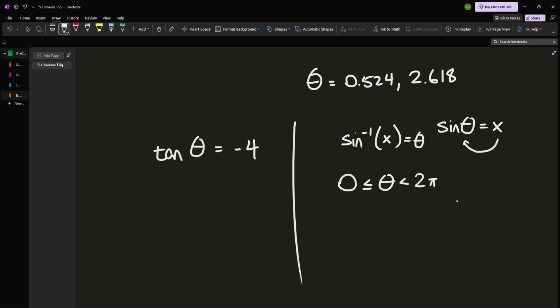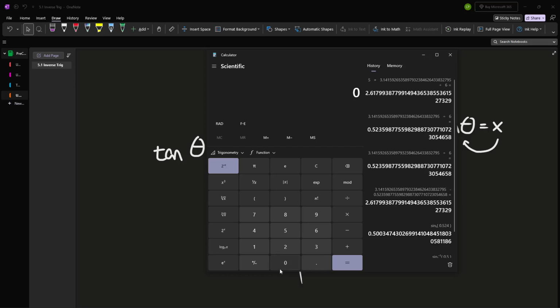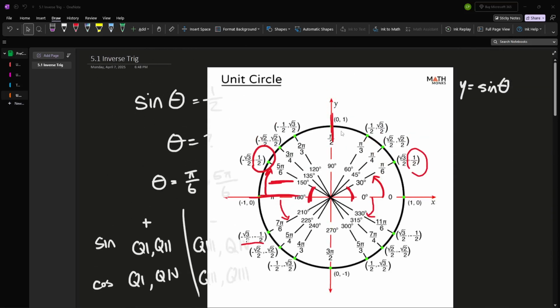One other thing that must be true is thinking about what are the max and min of sine theta? What does x have to be in between? My domain in this case for my inverse trig functions must be in between -1 and 1. One thing you can do real quick in your calculator is try the inverse sine of positive 2, invalid input. Because sine can never be above 1 or below -1. On my unit circle, 1 is the max y value, -1 is the minimum y value. It can never be beyond that.